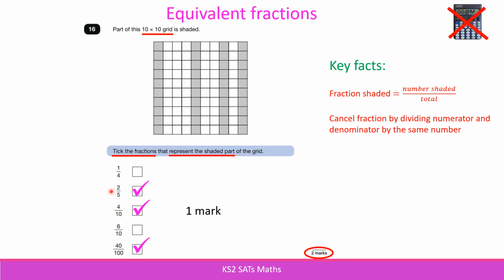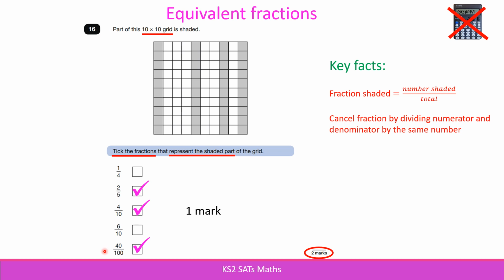Now 2 over 5 cannot cancel down, so you cannot halve 2 to get 1 and halve 5 to get 4. That doesn't work, so you've got to do exactly the same to both, and you can't have a decimal in here, so 2 over 5 is as low as this fraction goes. So 1/4 is not the same as 2/5. And 6 over 10 can't be the same as 4 over 10, because for every 4 that is coloured here out of 10, this is saying every 6 out of 10 is coloured, so these two are totally different. So you've got to identify which ones of these are correct.